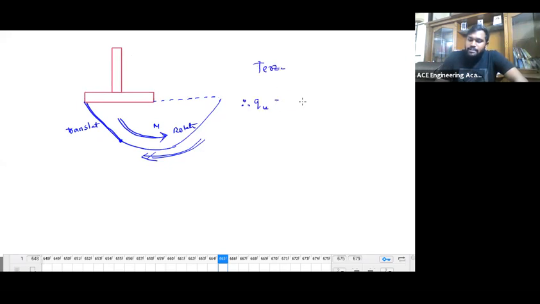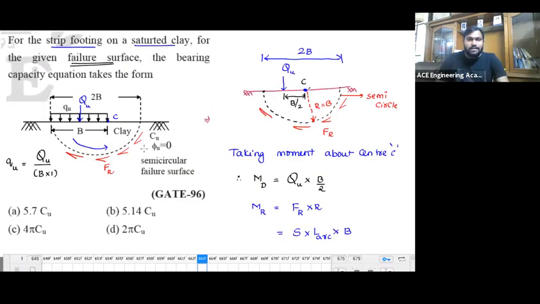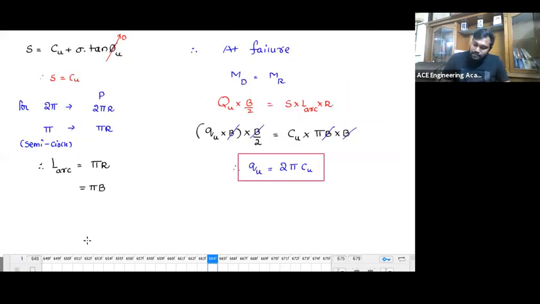qu is equal to cNc plus gamma D Nq plus 0.5 gamma B N gamma. That's a different failure. But for the given question I mentioned, this is a circular, semicircular failure, so I can do it directly. So what is the answer? The answer is 2 pi Cu. Answer is okay. So I hope you understood this.